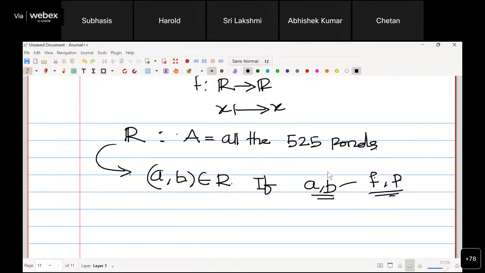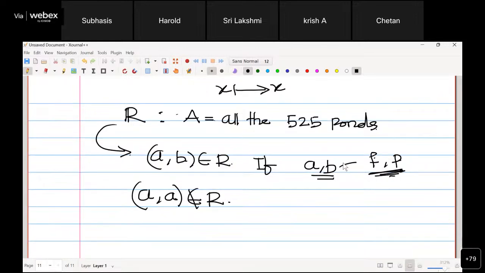Hello, am I audible? Yes, sir. So my question is whether all the ponds are polluted by F and P. No, sir. So there are a few ponds that are not polluted by F and P, correct? Yes, sir. For these ponds, A and A can't be inside R, right? Correct. Because if A is not polluted by F and P, then certainly A and A can't be inside R. So that means R is not reflexive.